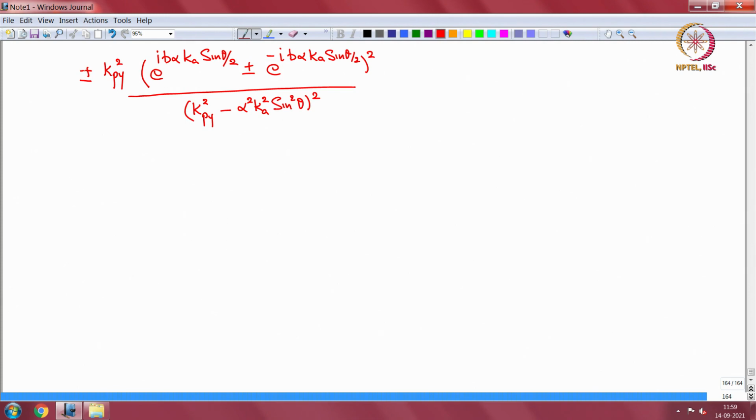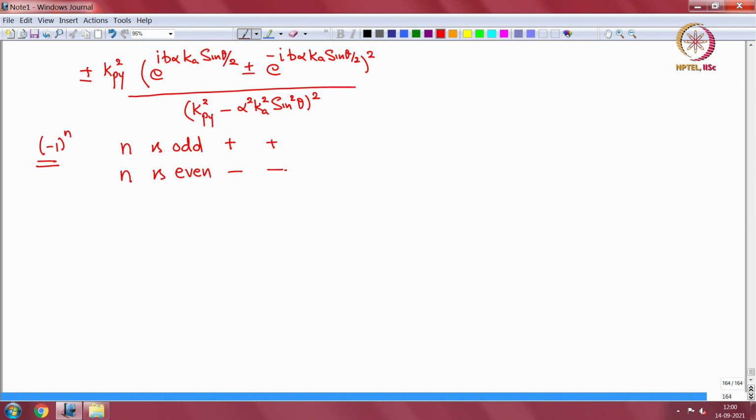Now what are these plus and minus? You remember we have minus 1 to the power n everywhere. So if n is odd, you take the plus everywhere. If n is even, you take the minus everywhere. Okay, so that's how this thing goes.